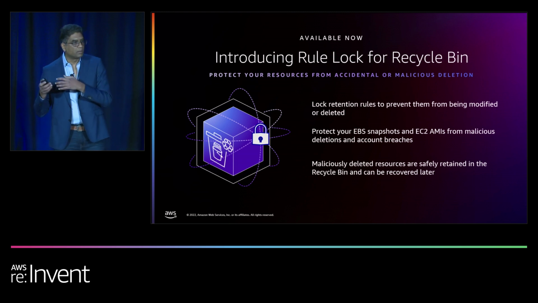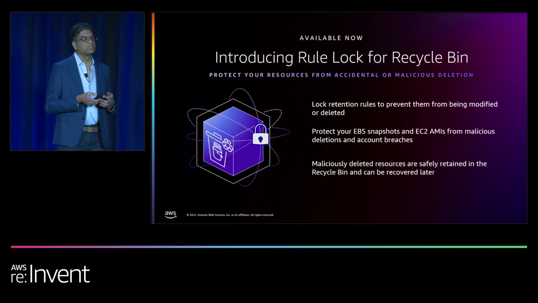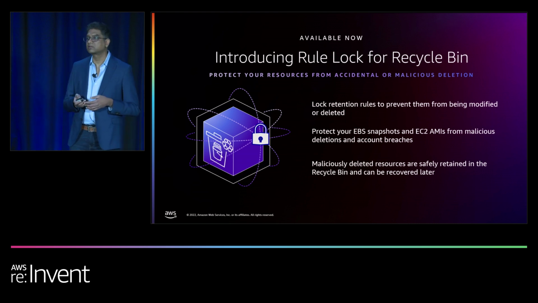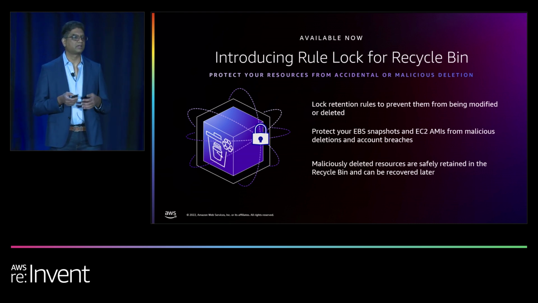And because the rules can no longer be tampered with, any maliciously deleted resources, whether that's a snapshot or an Amazon Machine Image, will be safely retained in the Recycle Bin so that you can recover those resources back once you gain access control of your account. So if you're worried about ransomware attacks, if you're worried about malicious deletions, this is a great new feature that we just added last week.